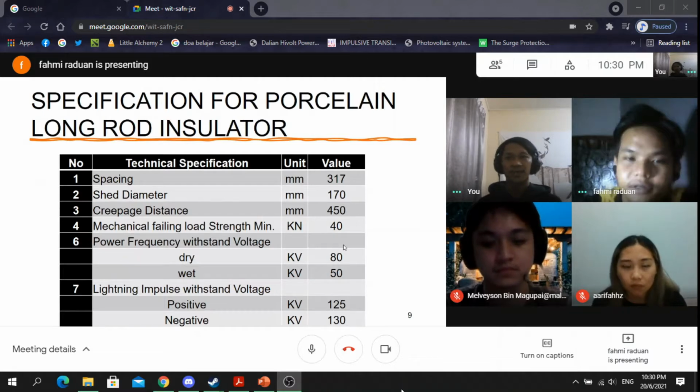So this is the specification of the porcelain long rod insulator. The spacing of the long rod is 317 mm, shed diameter 170 mm, creepage distance 450 mm. The mechanical failing load strength is 40 kilonewton. Power frequency withstand voltage is 80 kilovolt dry, 50 kilovolt wet. Lightning impulse withstand voltage is positive 125 kilovolt, negative 130 kilovolt.